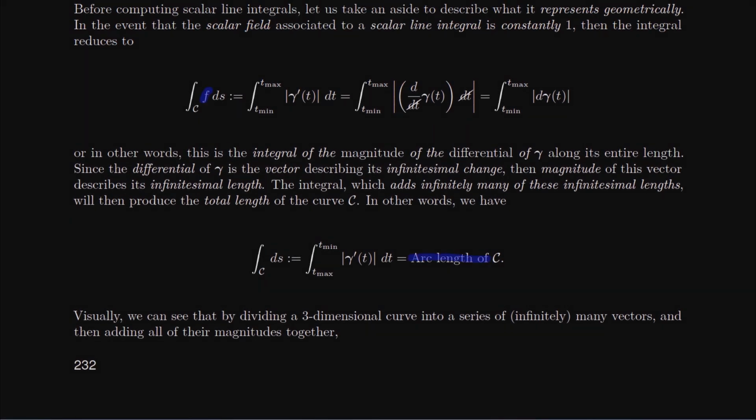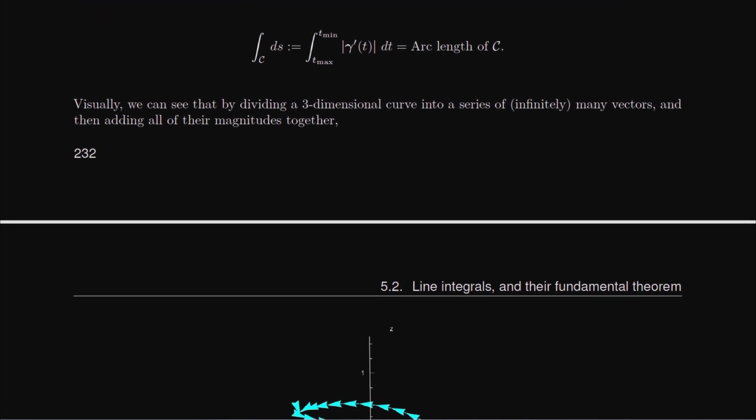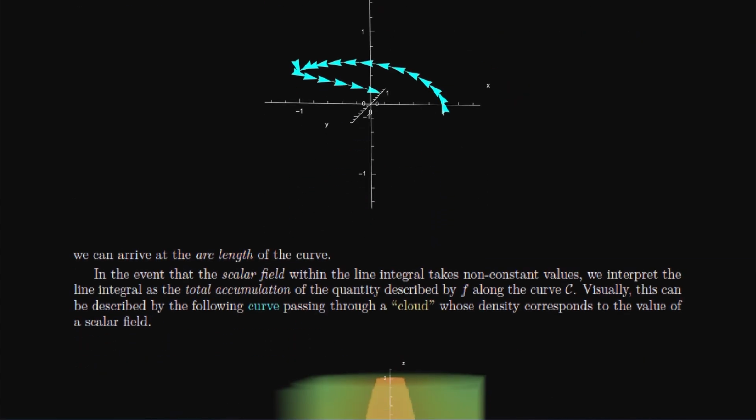In other words, if I want the arc length of a curve and I have a path which describes the curve, just take the integral from t min to t max. I've got the mins and maxes backwards here, min, max, of the magnitude of the differential of gamma, and you'll recover the arc length. That's a really nice way of getting the arc length of any curve in any number of dimensions. But let's think about the case when maybe my scalar field isn't constantly 1.